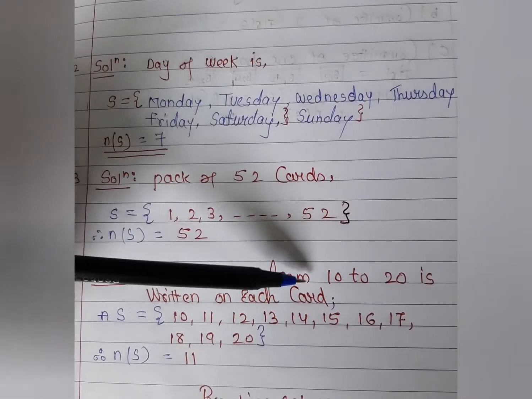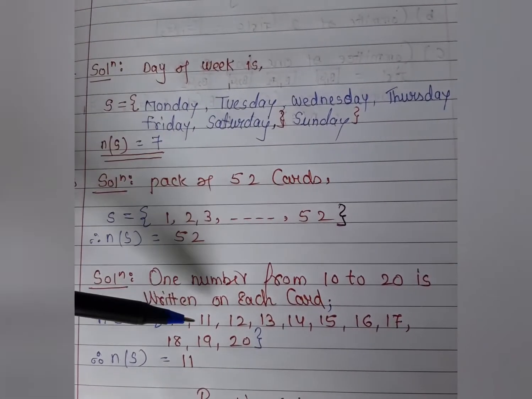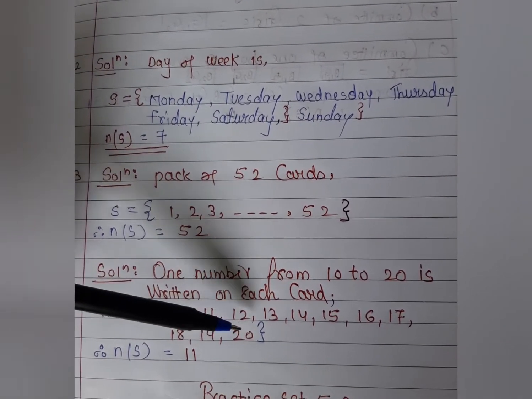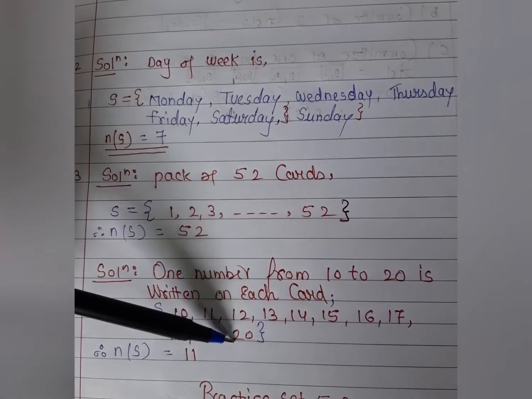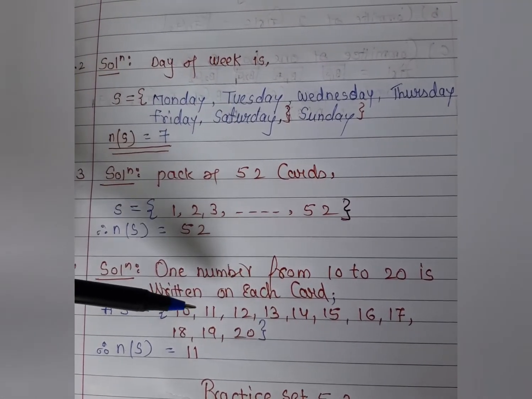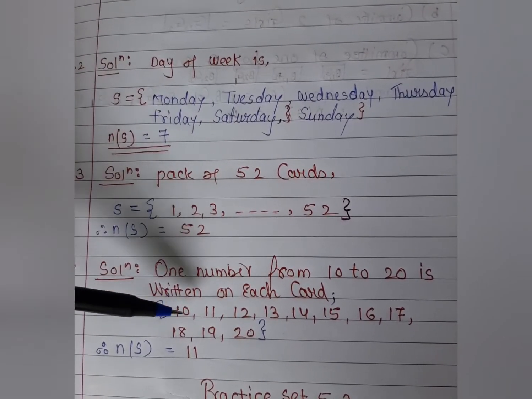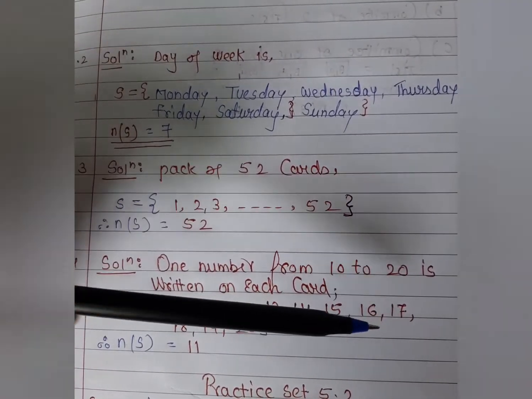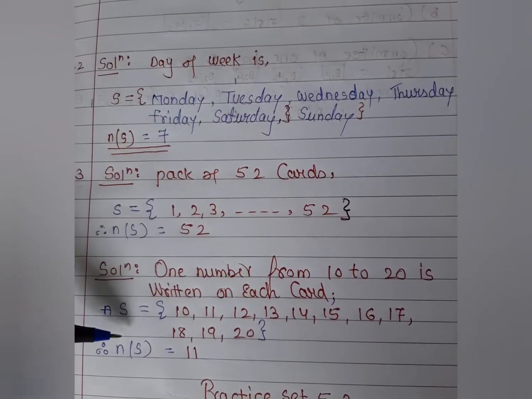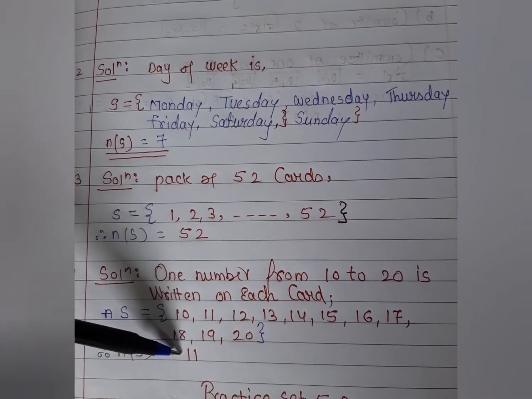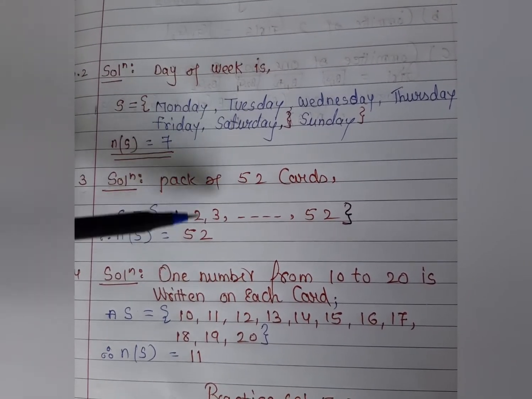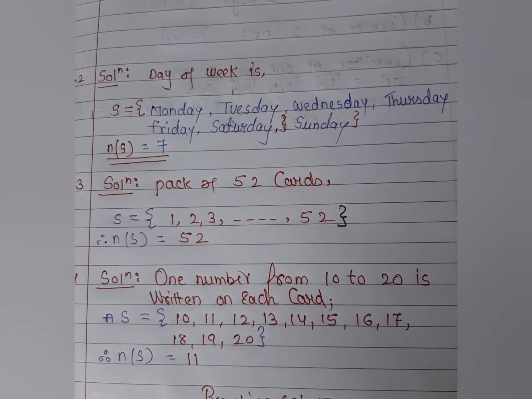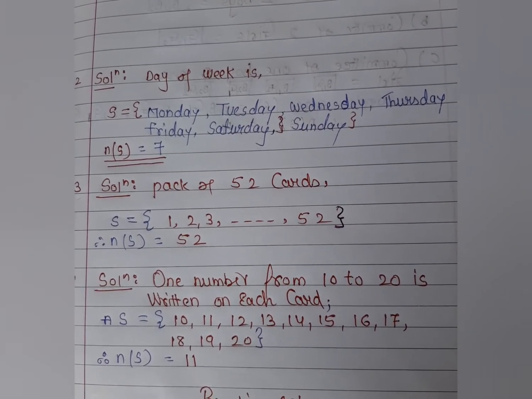It means the number should start from 10. So 10, 11, 12, 13, 14, 15, 16, 17, 18, 19, 20. And the last is 20 here, so we can stop at 20 and close the curly bracket. So when we count all the number possibilities, 1 2 3 4 5 6 7 8 9 10 11. So here we are getting the number of sample space is 11. So these are the 3 examples, and all 3 examples are based on the exercise of practice set 5.1.